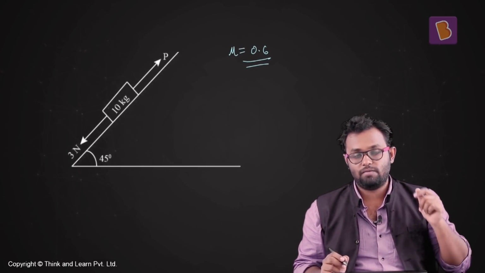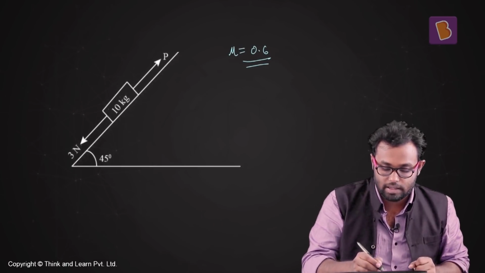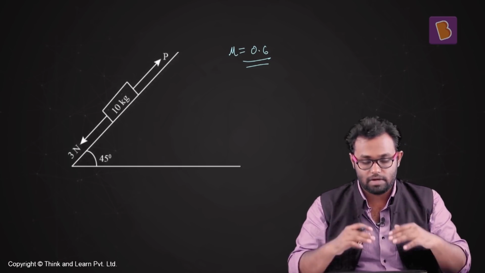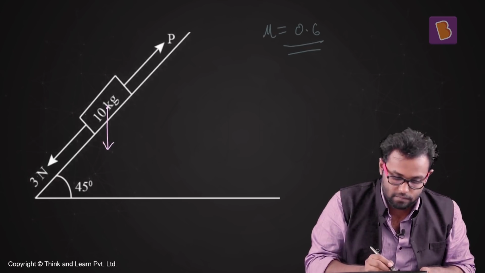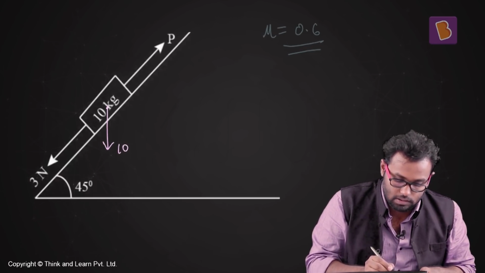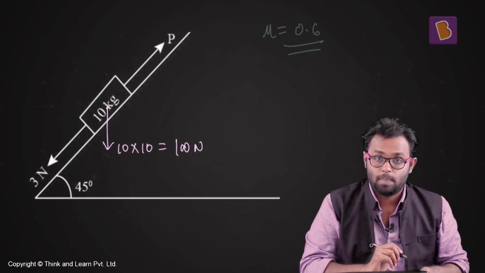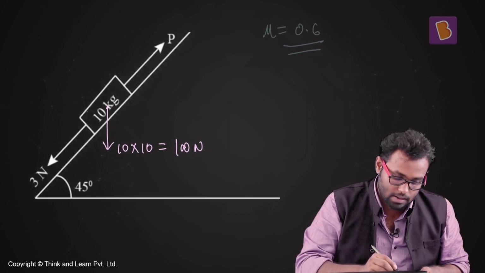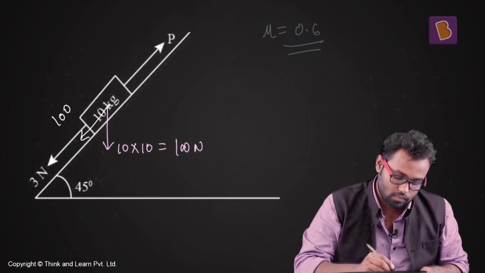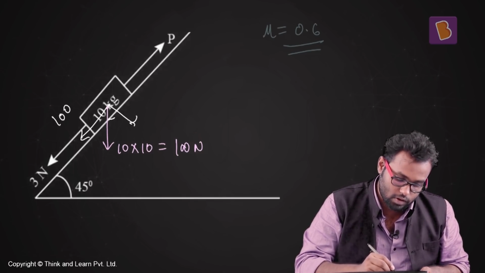Now what would I do? I have to first recognize there's a third force acting in the system, which is the force of gravitation. The force of gravitation would act downwards, so the mass is 10 and g is also given as 10, so it is 100 Newton acting downwards, right? Now I can resolve this 100 Newton in two parts. This angle will be 45, right?